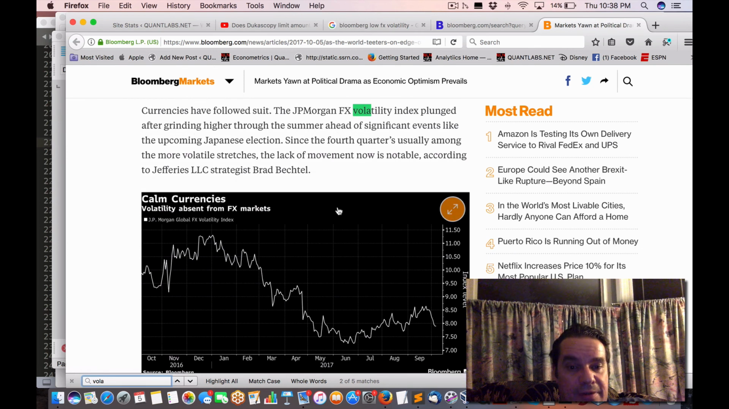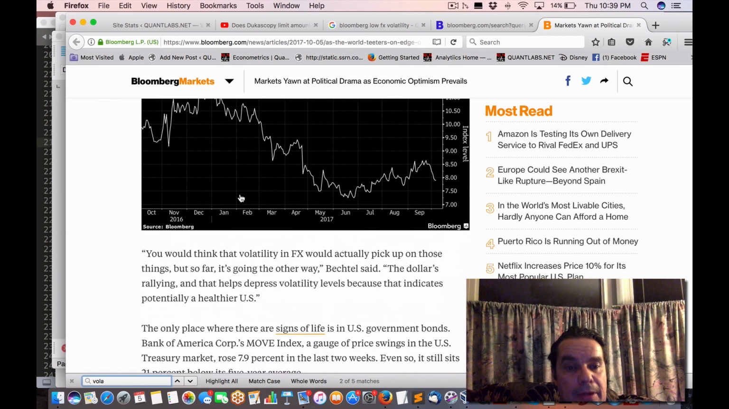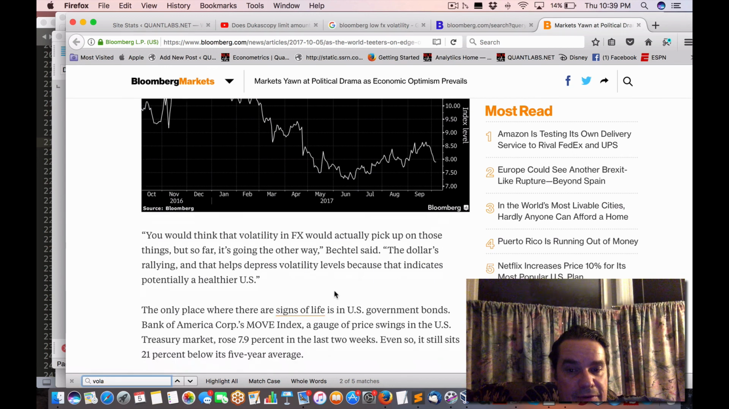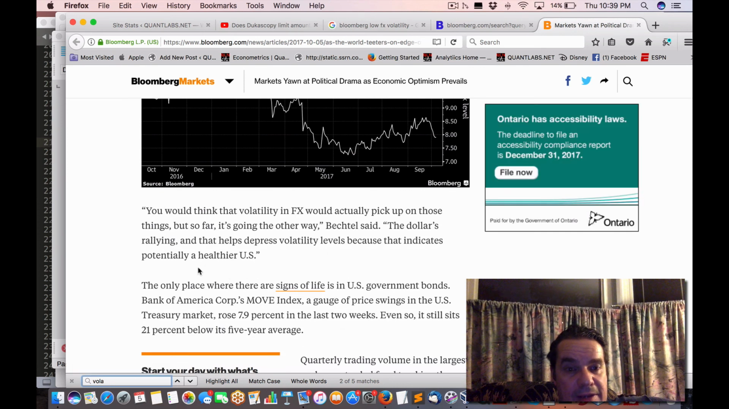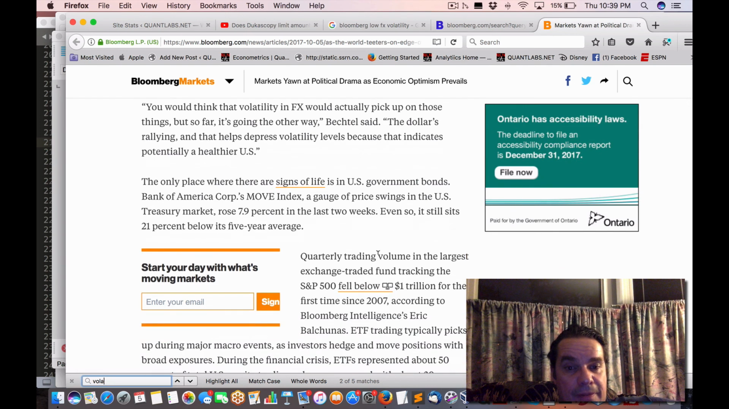Okay, so the FX volatility index plunged after grinding higher through the summer ahead of significant events like the Japanese election. Fourth, usually among the most volatile stretches, lack of movement is notable. You think that volatility in FX would actually pick up on these things, but so far it's going the other way. The dollar's rallying, and that helps depress volatility levels because that indicates healthier U.S. bonds.